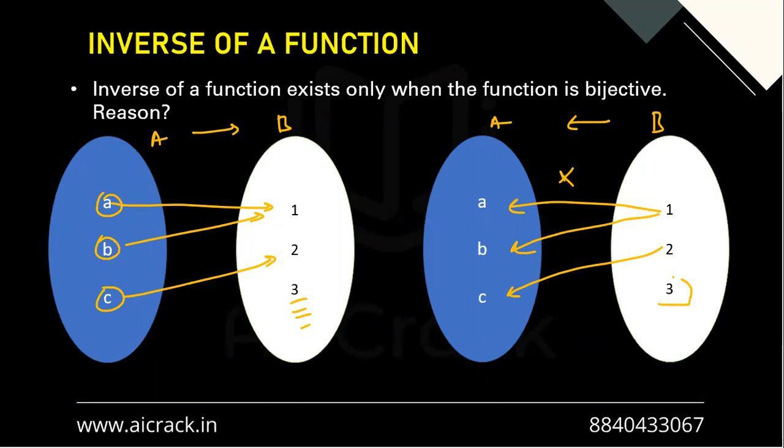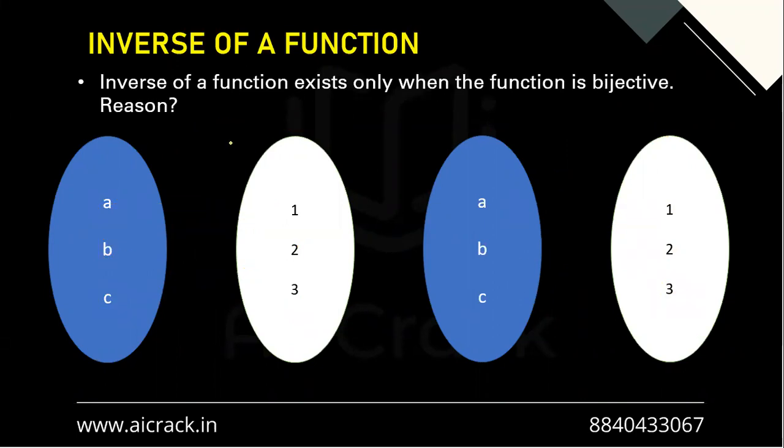Also, one element is not being mapped. Initially it was fine because B was the codomain, but here B is the domain. In the case of functions, every element of the domain has to be mapped. So 3 is not being mapped, and also these are divergent arrows. So 1 is having two images in set A. That is also not possible as per the definition of a function. That's why the inverse of a many-one function doesn't exist.